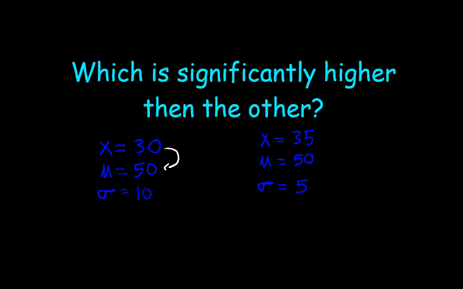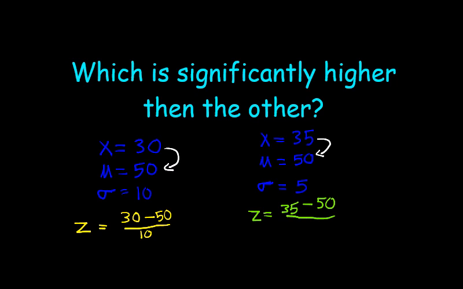Hidden assumptions here. 30 goes to 50, 35 goes to 50. So most people will think 35 is the higher one. Let's check it out. So z-score equation, 30 minus 50 divided by 10. And we have a z-score equation of 35 minus 50 divided by 5. Let me just catch up to myself here. Here we go, and the 5. Now, we do all the math accordingly. We get a z-score of -2, and we get a z-score over here of -3.